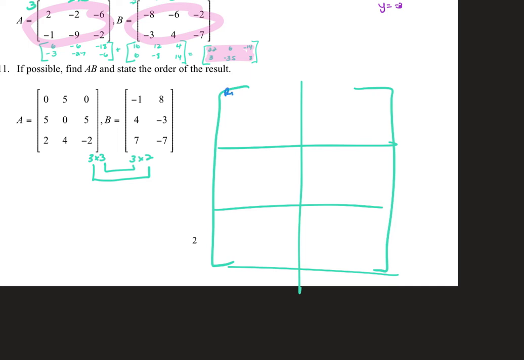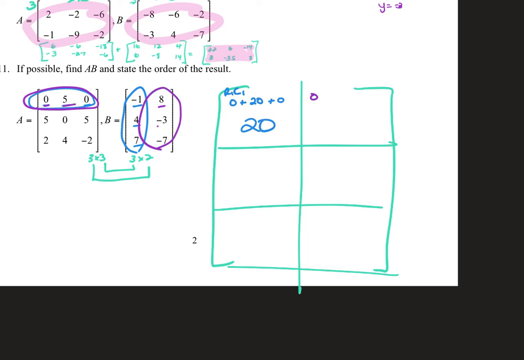And the first one is row 1, column 1. So row 1 is going to get multiplied by column 1. 0 times negative 1 is 0. 5 times 4 is 20. 0 times 7 is 0. So this is 20. Then I go row 1, column 2. 0 times 8 is 0. 5 times negative 3 is negative 15. 0 times 7 is 0. Negative 15.